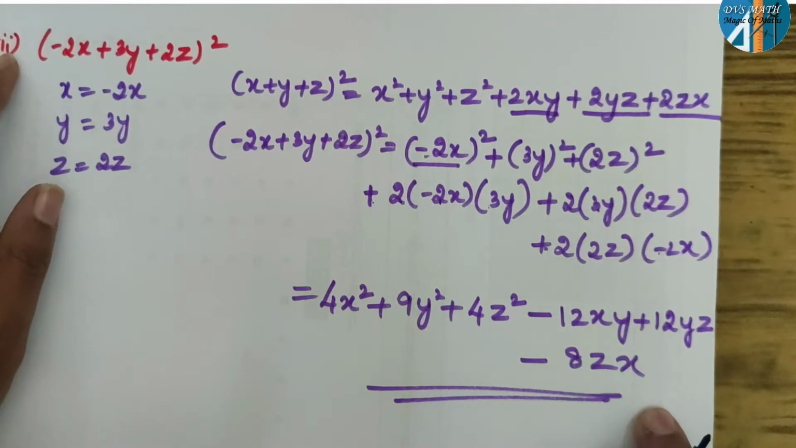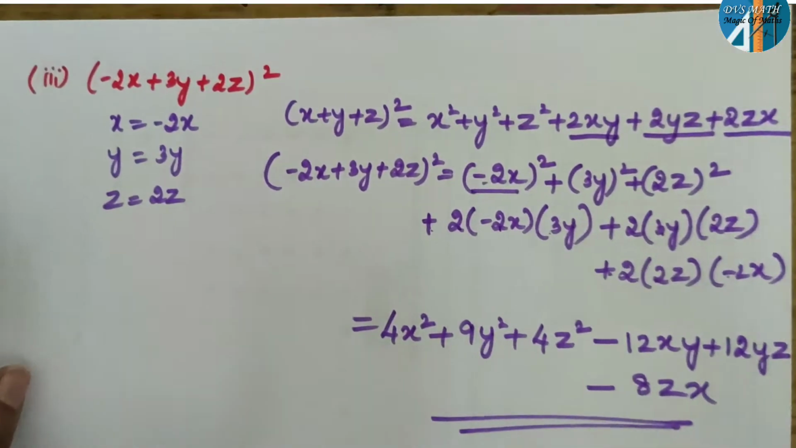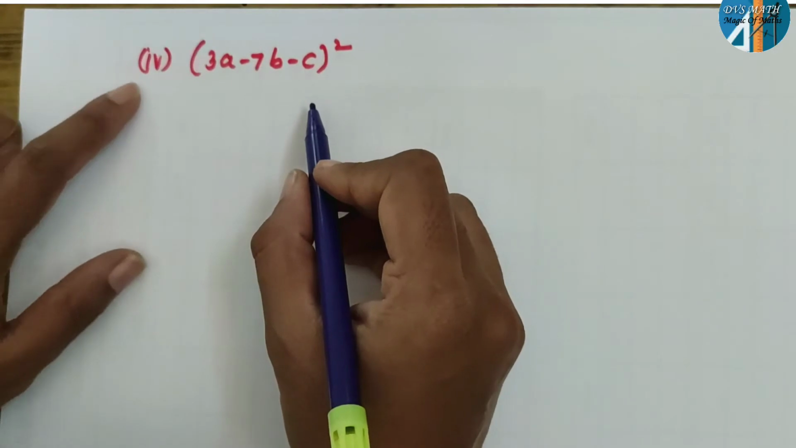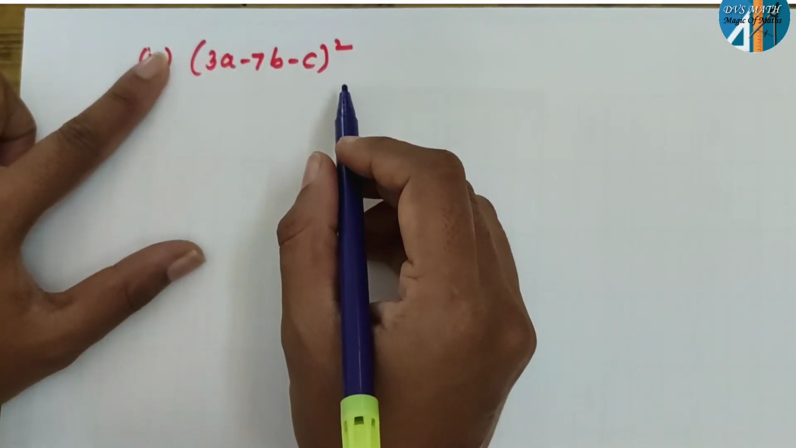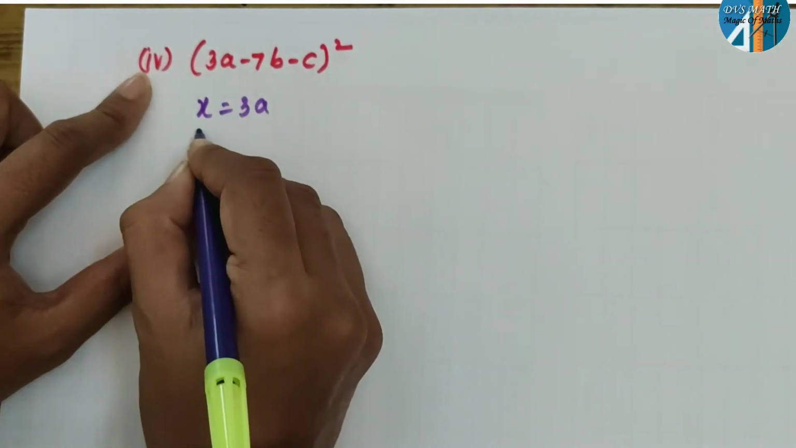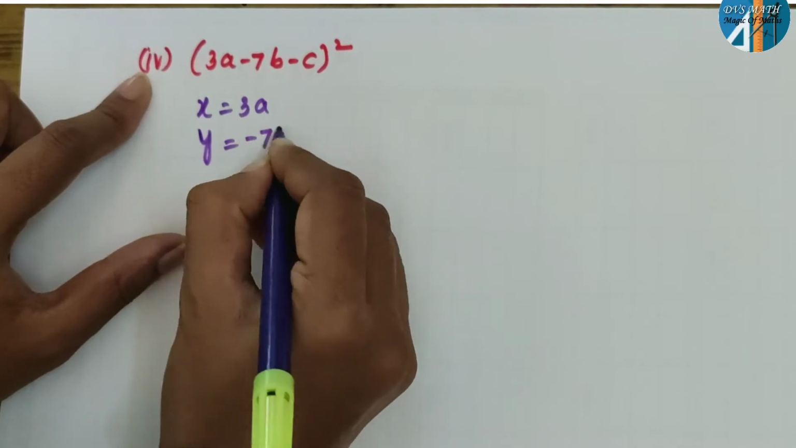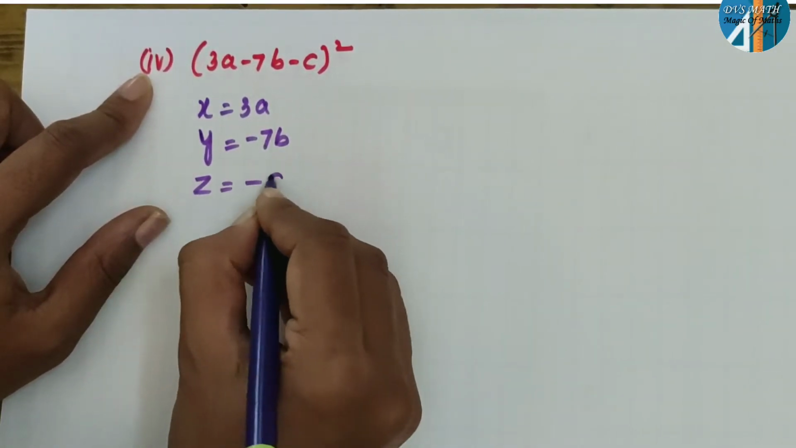Okay, when you are simplifying, be careful, substitute carefully and square them and interchange the sign and expand it. Okay, so let's move on to the fourth sub question. Here we have a, b, c. Instead of x, y, z, we have a, b, c. Let's write now. In the place of x, we have 3a. In the place of y, we have minus 7b. You have to consider negative. In the place of z, we have minus c.